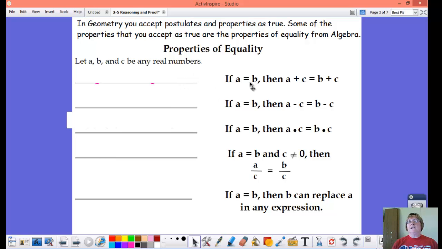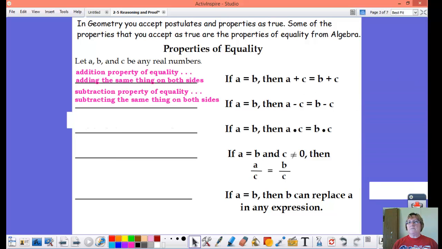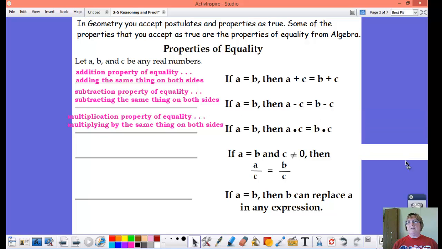As you look at this, we start out with the idea that the equal sign belongs there, A is the same as B. Then adding the same thing to both sides is allowable and retains equality. That's the addition property of equality. Here we've subtracted the same value from each side, and I'll bet you know it's called the subtraction property of equality. Here we're multiplying both sides by the same value, multiplication property of equality, and finally the division property of equality.